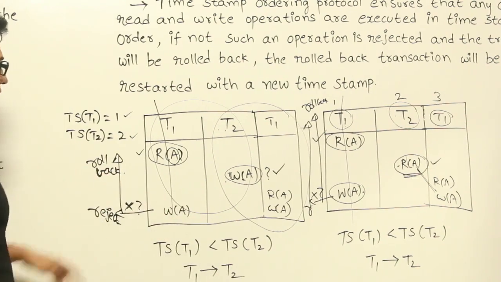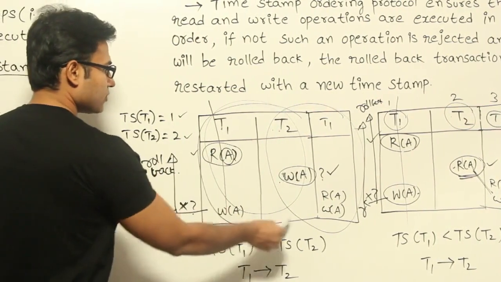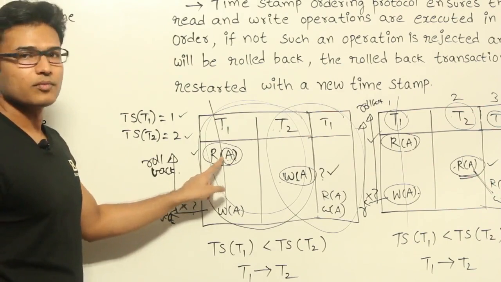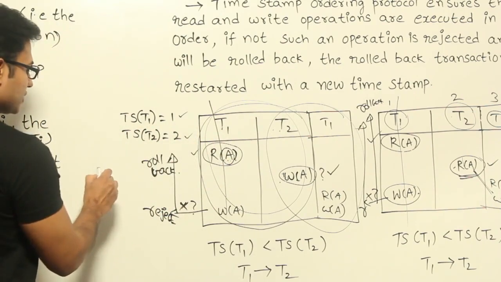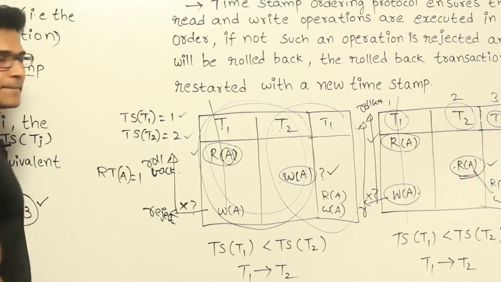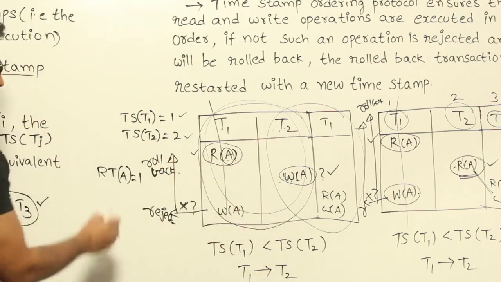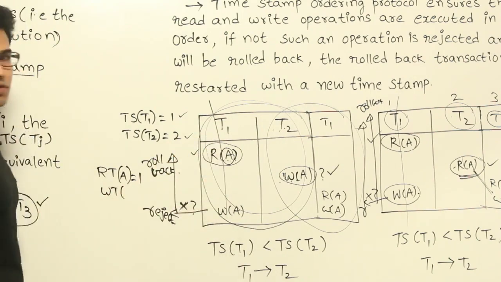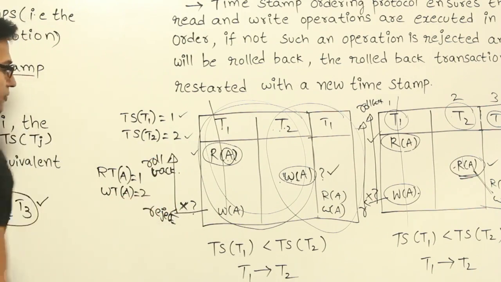For example, let's talk about this example. T1 followed by T2. In this case, A is being read by whom? T1. Therefore, the read timestamp of A will be 1, right? Initially all the timestamps will be 0. And again, A is being written by whom? T2. Therefore, the write timestamp for A will be 2, right?